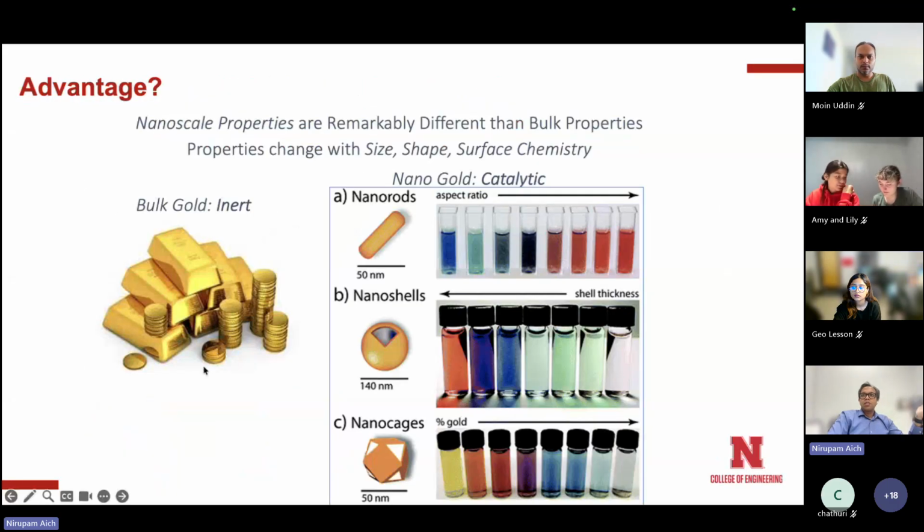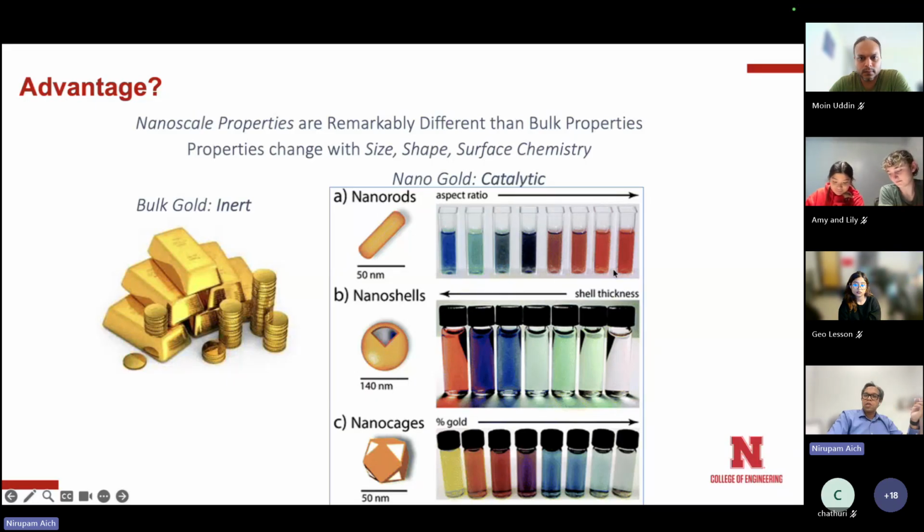If you think about bulk gold, gold is used as jewelry because it is inert, and it doesn't come into any functional activity. Like you can't do anything with it unless you are using it for jewelry or sometimes for gold tooth replacement. But on the other side, if you go into nanoscale size within 50 nanometers, so these are all dispersions of different sizes or compositions or different types of shells or gold structures.